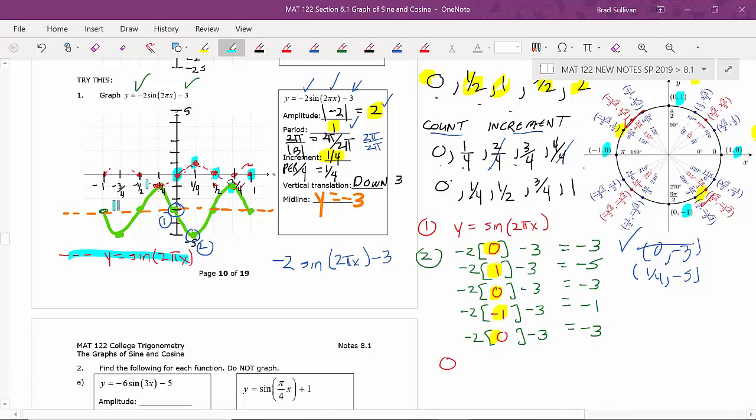Okay, then the midline is just the line that goes through the midpoint of the graph. So that would be going down -3. So that midpoint's -3.